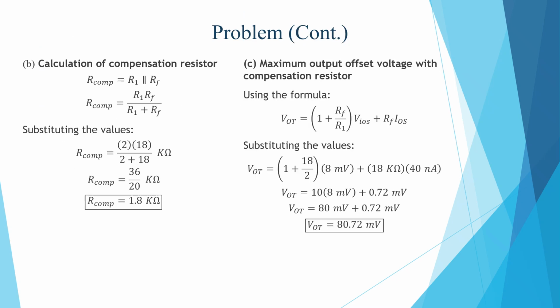Then for calculating the compensation resistor, we have the equation RComp equal to R1 parallel RF. By substituting the values, we get RComp equal to 2 into 18 by 2 plus 18 kilo ohm, which is equal to 1.8 kilo ohm. Next, to find the maximum output offset voltage with the compensation resistor, we use the formula VOT equal to (1 plus RF by R1) VIOS plus RF into IOS. By substituting the values, we get VOT equal to 80.72 millivolt.